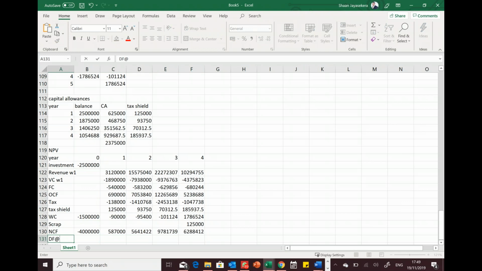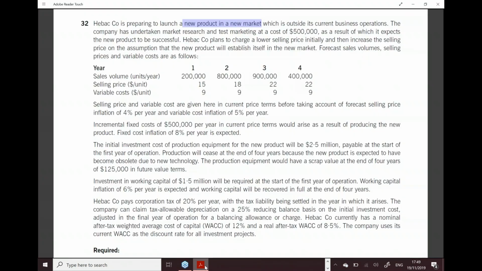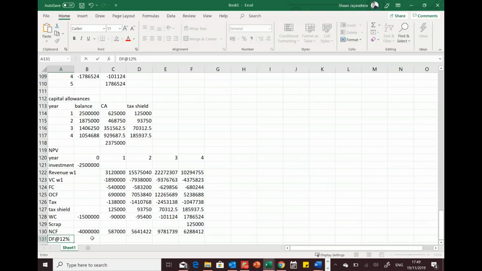Discount factor. Now the discount factor, remember, since we worked on nominal cash flows, we need to be working on the nominal cost of capital. What have we been given? Nominal after tax, that's what we need. Nominal after tax cost of capital of 12%. We don't need the real cost because we've not worked on real cash flows. So I need to take it as 12%. So that's at 12%.